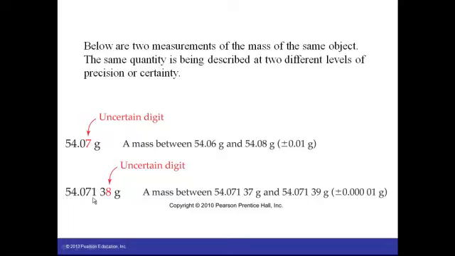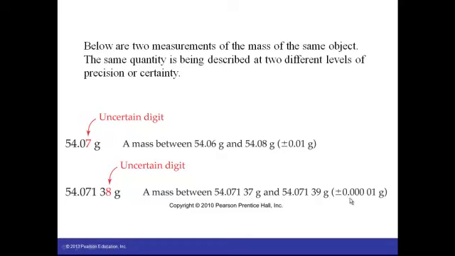If we have a balance that has higher certainty and can go out farther places, so we get an estimate of 54.07138, this uncertain digit here is this last position here, and this is telling you then that the mass is between 54.07137 and 54.07139.